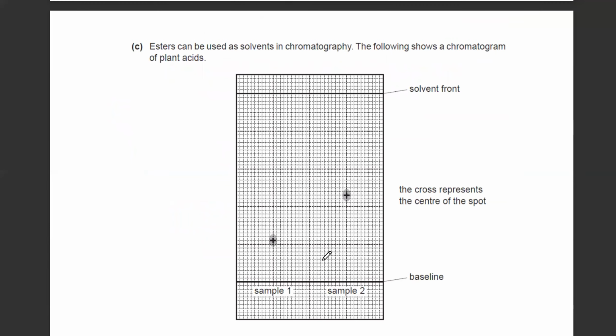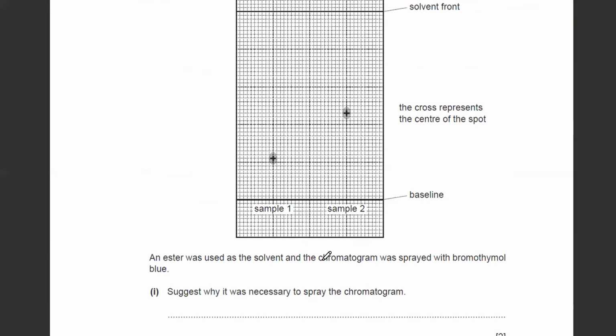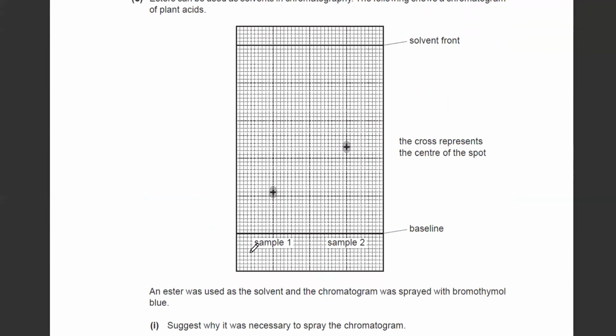So you've got a chart paper now. It's a chromatograph. So he's saying that there's an ester. Forget what ester is, but I'll just give you an idea of what an ester is. Perfumes are made out of esters. Food flavorings, most of the things that you eat, they're basically esters, especially the things that you eat.